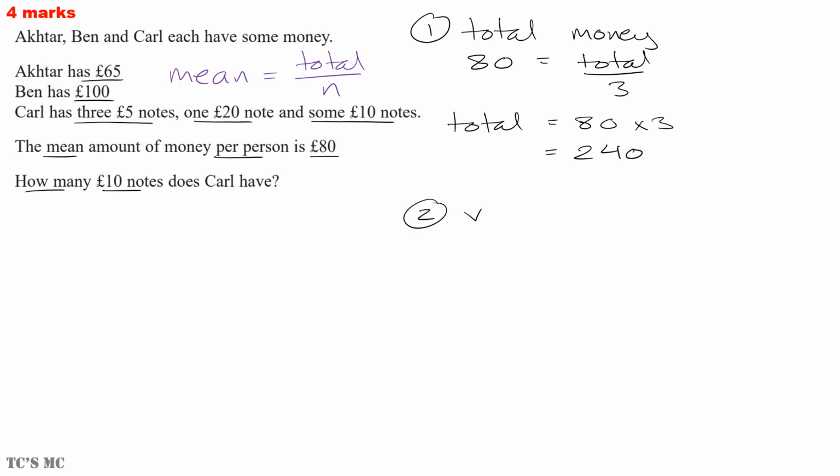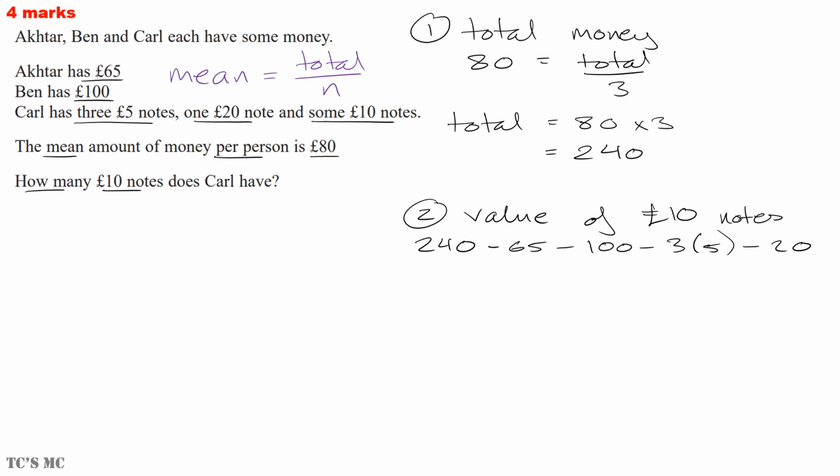Step 2, we need to work out the value of the £10 notes. We need to do the total amount of money, £240, subtract £65, subtract £100, subtract the 3 £5 notes, and subtract the £20 note. For writing this out, we now have a second mark. This gives us 40. Now we have a third mark.